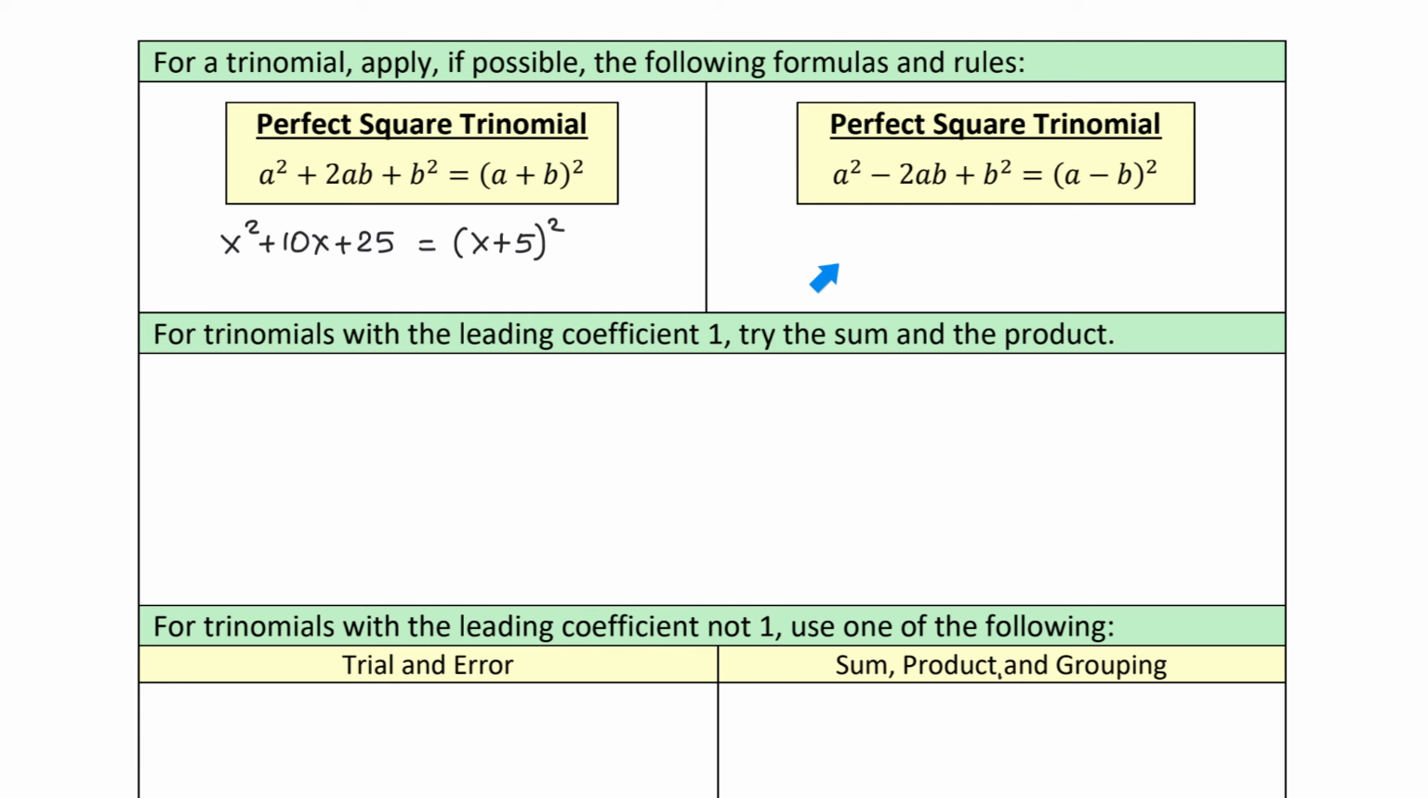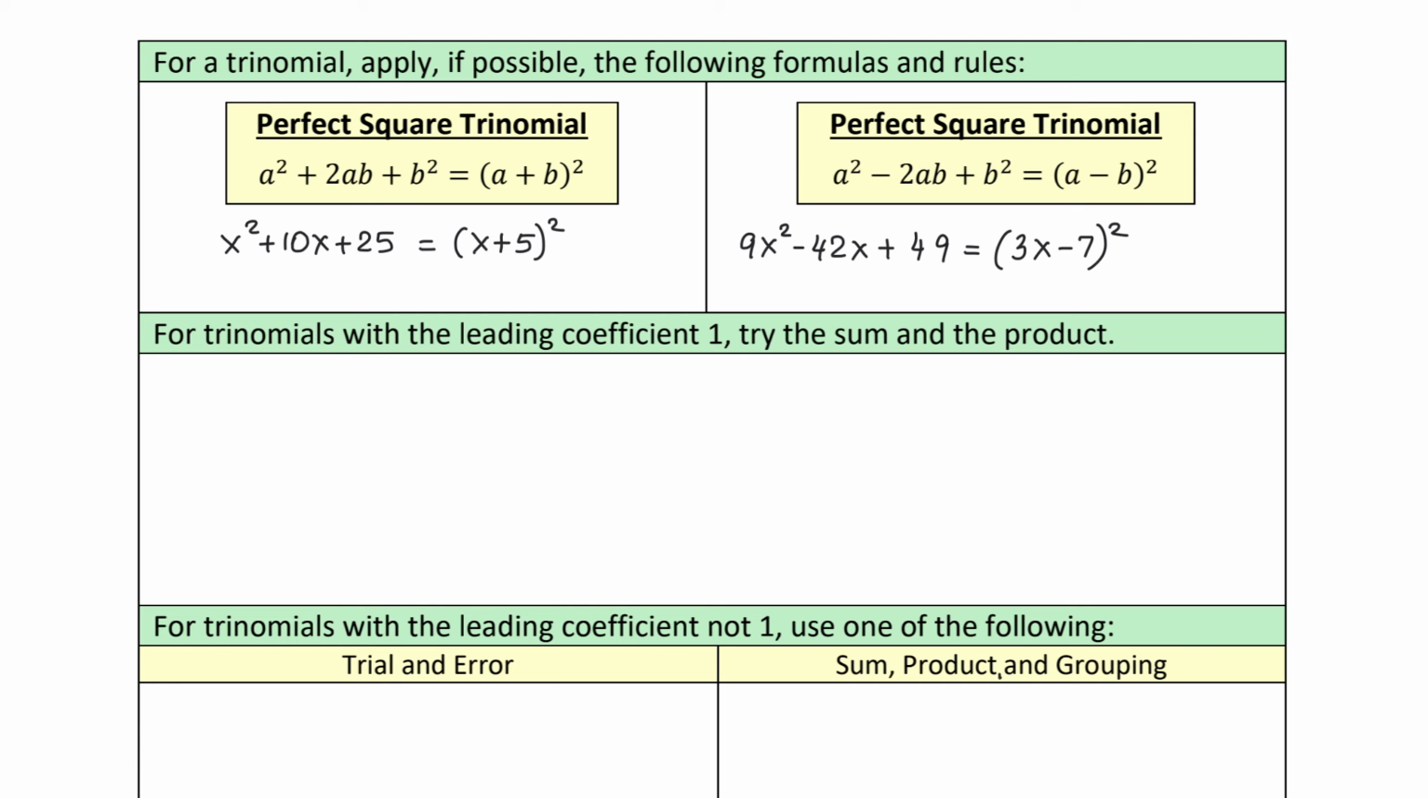The second formula is a squared minus 2ab plus b squared equals a minus b squared. For example, the perfect square trinomial 9x squared minus 42x plus 49 can be factored as 3x minus 7 squared. Now, if we need to factor a trinomial that is not necessarily a perfect square, but it has the leading coefficient 1, then we can try the sum and the product.